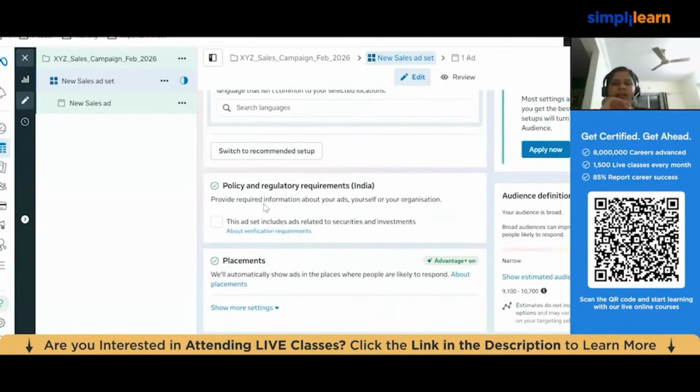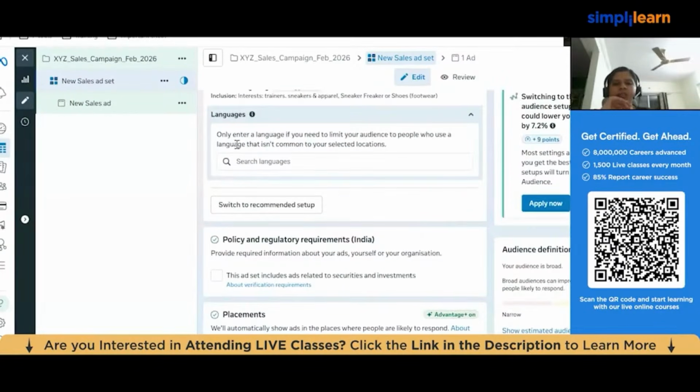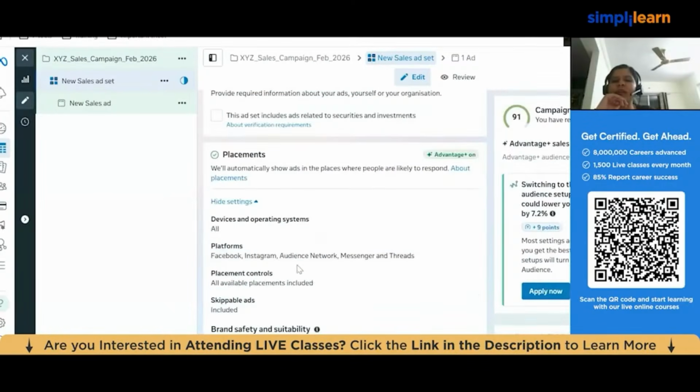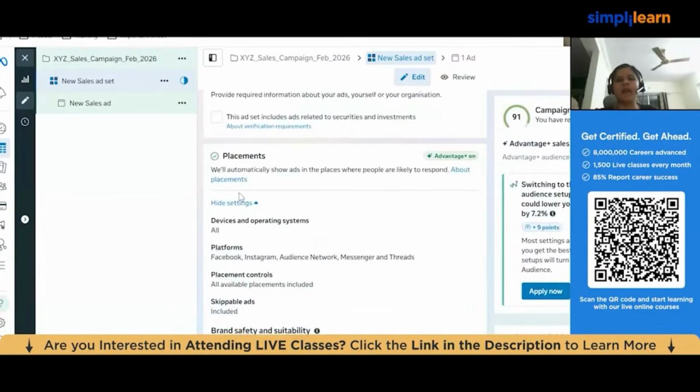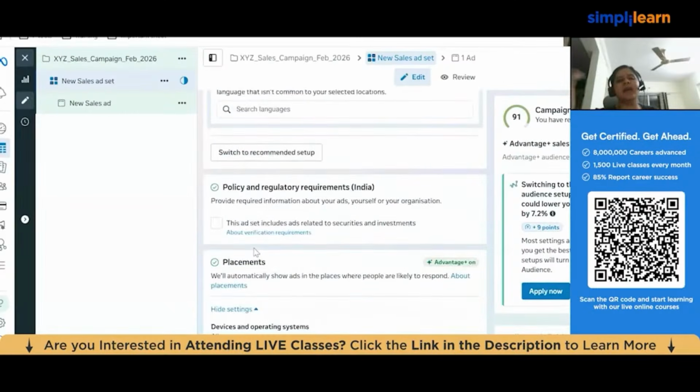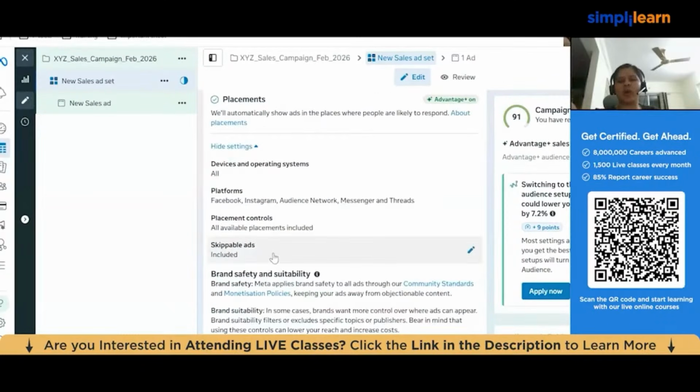Last thing, you can choose language as well over here. Again, it's up to you guys. If you're showing an ad in Japan, the language should be Japanese and all of that. Last but not the least is your placement. This is where you choose where you want to show your ad. So right now we just selected whom we want to show our ad. Now we would be selecting where we want to show our ad.